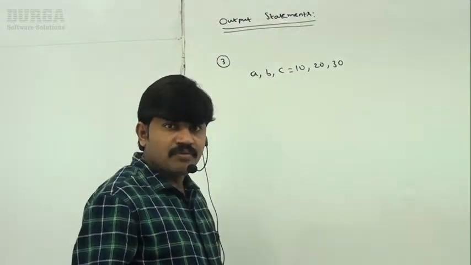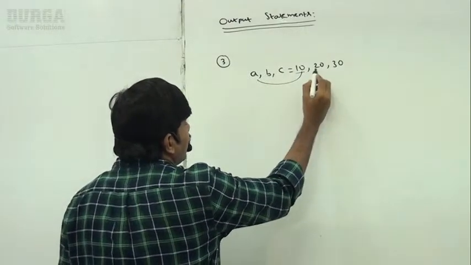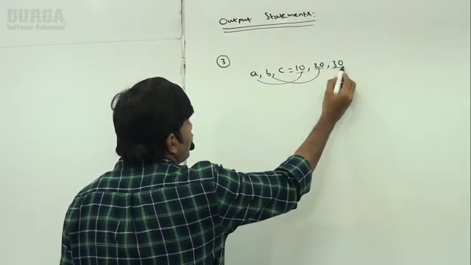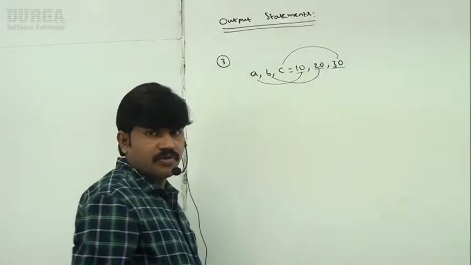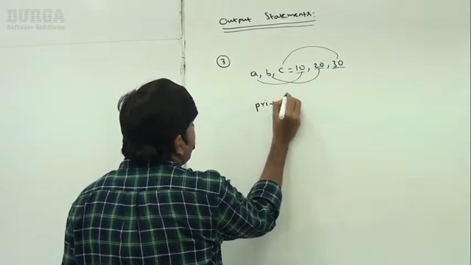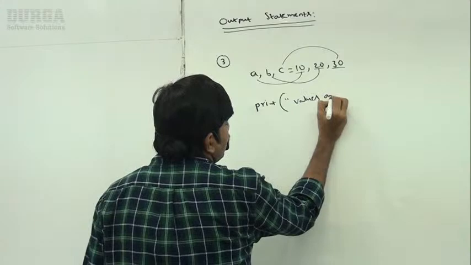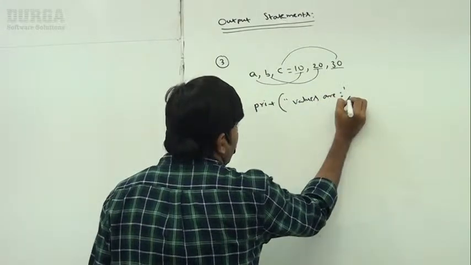Valid or not? Yes, we covered already, right? So 10 will be assigned to A, 20 will be assigned to B, 30 will be assigned to C. Perfectly, it is valid. Now I am trying to take print of values R. Print of values R. Okay?